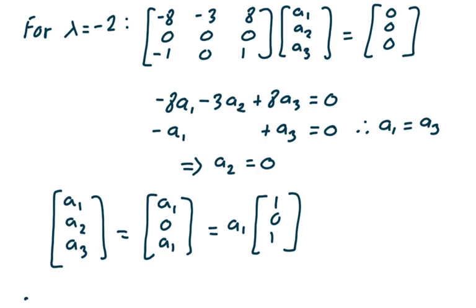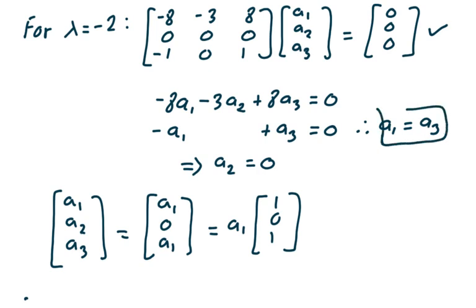And I'm going to take that matrix and multiply by the column vector A1, A2, A3. And I'm going to set it equal to the column vector 0, 0, 0. And let's see what our relationship gives. So we get negative 8A1 minus 3A2 plus 8A3 equals 0, and negative A1 plus A3 equals 0. And so what that tells me is A1 equals A3.